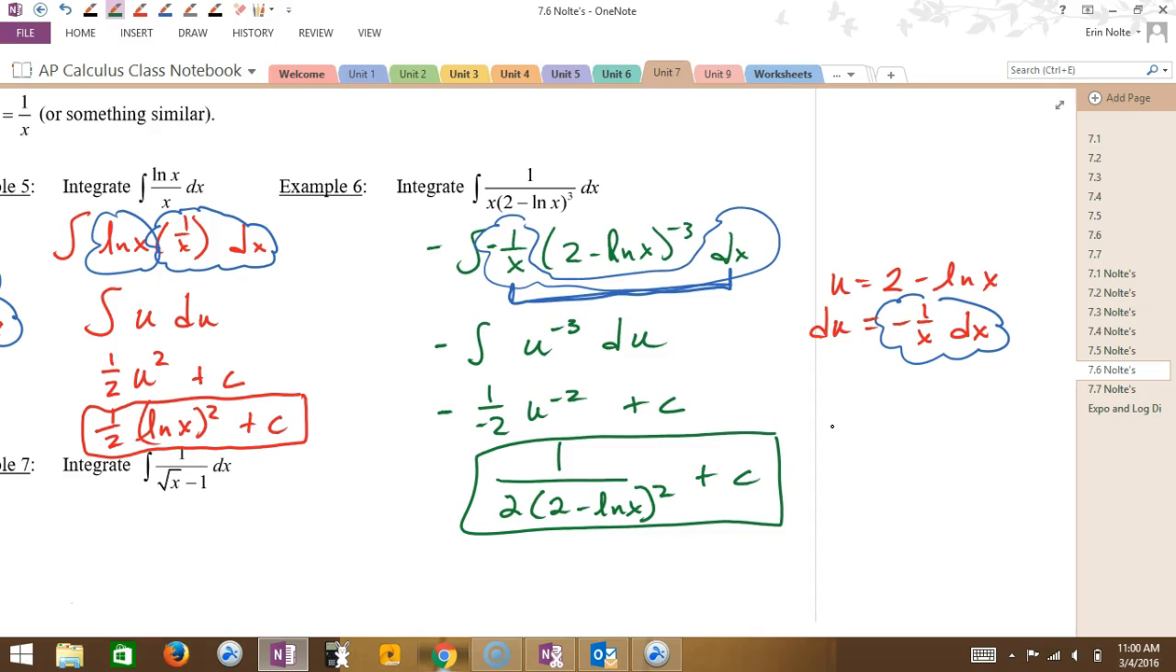Wait, what did you plug into what? On this last step, I plugged my u back in right here. Okay, still kind of confused. Well, the idea is that I'm deriving it, and think of it like implicitly. So I'm deriving both sides. I have u equals 2 minus the natural log of x, and I'm deriving that whole piece. So if I have a u and I derive the u, that's 1 du. All right. Got you. And then I do the other side. Yep.